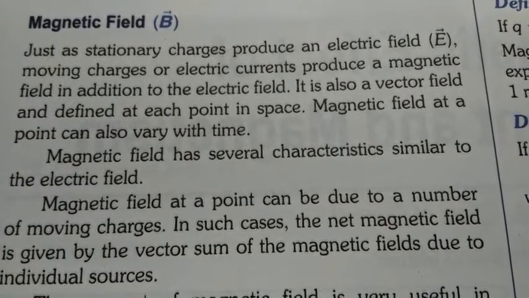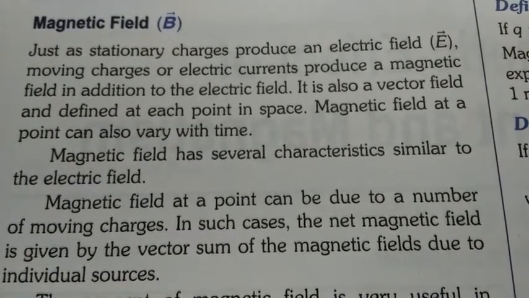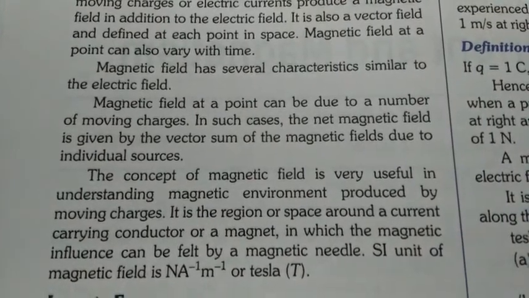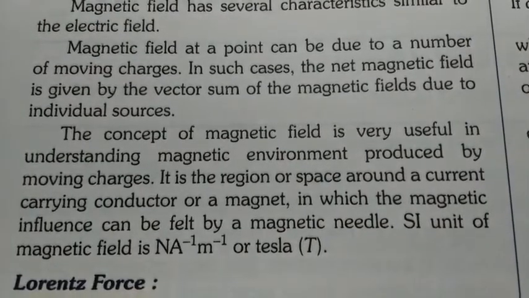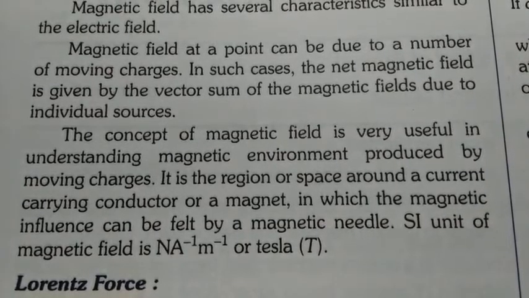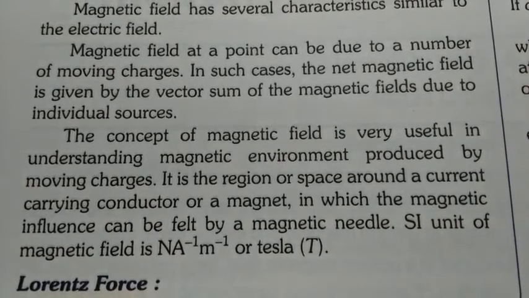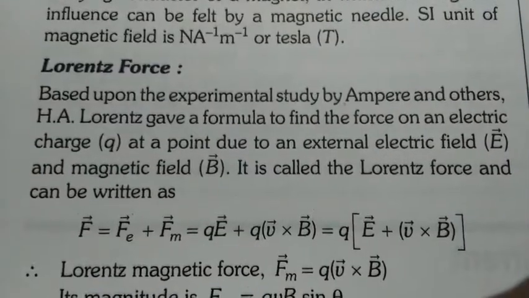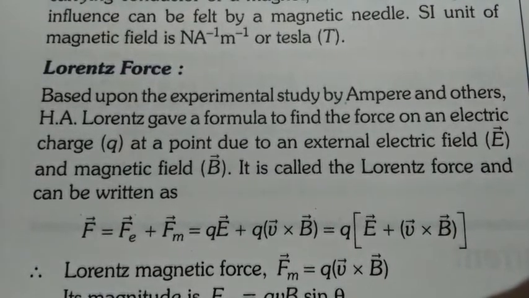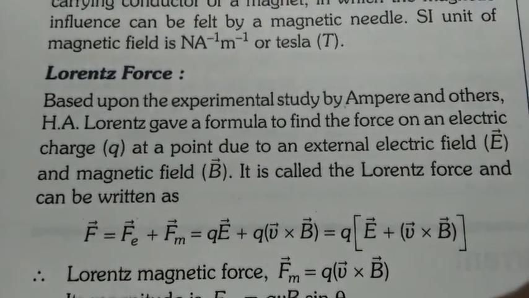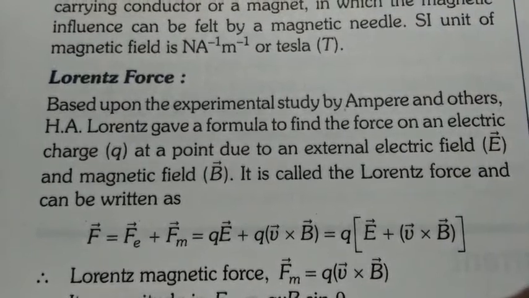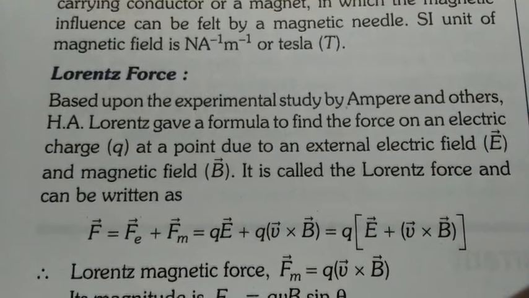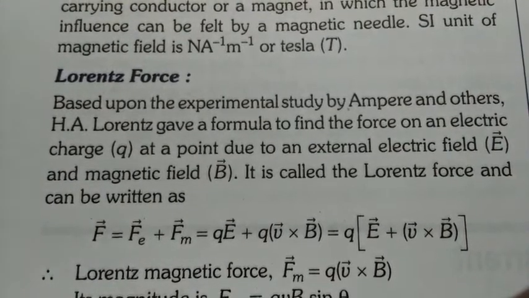Now the magnetic field has some characteristics similar to the electric field, which we will discuss in the next topics. The SI unit of magnetic field is Newton per ampere per meter, or we can simply denote it by Tesla, capital T. Now suppose we put an electric charge in the magnetic field, the magnetic field will apply some force on it, and if a magnetic field is there, some electric field must also exist there.